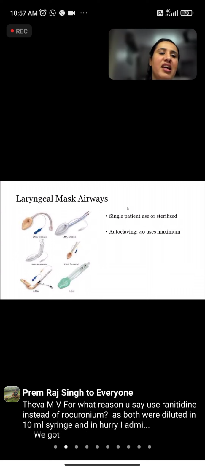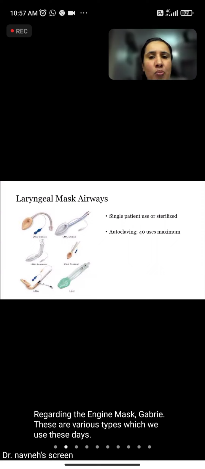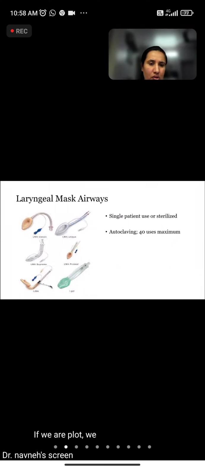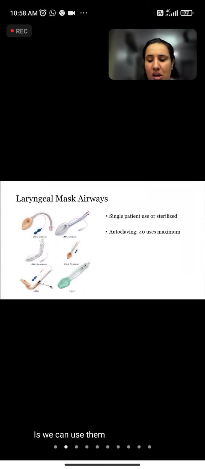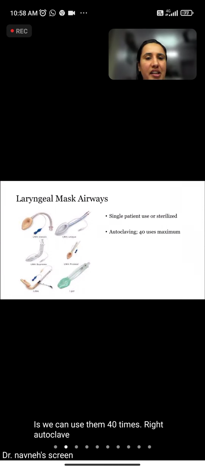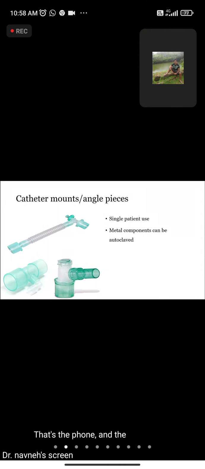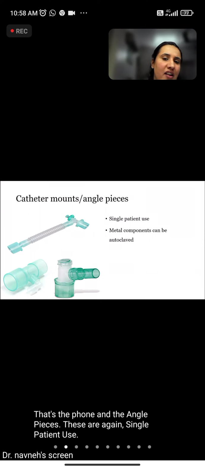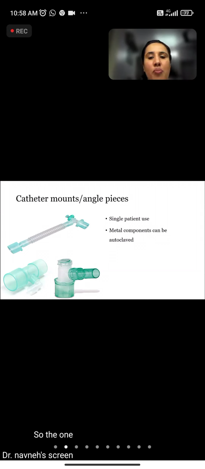Regarding laryngeal mask airways, there are various types which we use these days. These are mostly single patient use or can be sterilized. If we autoclave them, the maximum is that we can use them 40 times by autoclaving. After that, they need to be discarded. Catheter mounts and angle pieces are again single patient use. However, some of them have metal components. In olden days, we used to use them. The ones with metal components can be autoclaved.